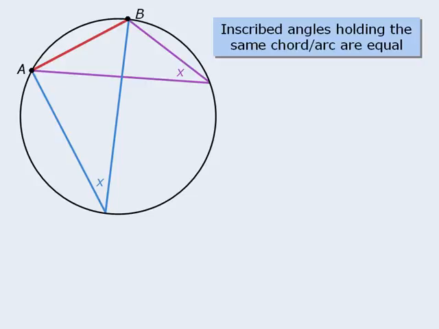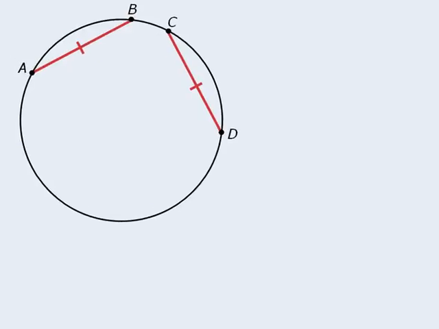So if we add another inscribed angle holding the same chord, then that angle will be the same as the other two angles. Please note that this rule applies only if the inscribed angles in question are all on the same side of the chord. So for example, an inscribed angle on the other side of chord AB will not be the same as the other inscribed angles.